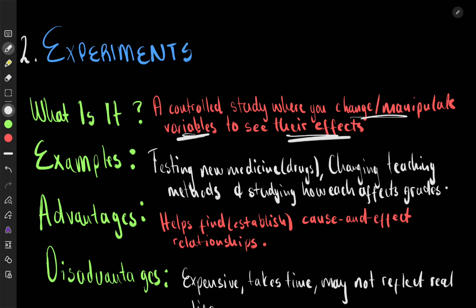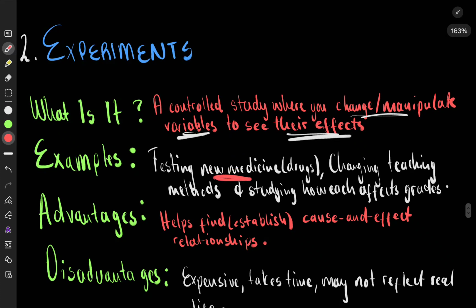So that is what an experiment is. It is a controlled study where you alter a variable and then you see the effect, you record the data. That's how you get the data, by altering something. Now, examples of these are testing new medicine.